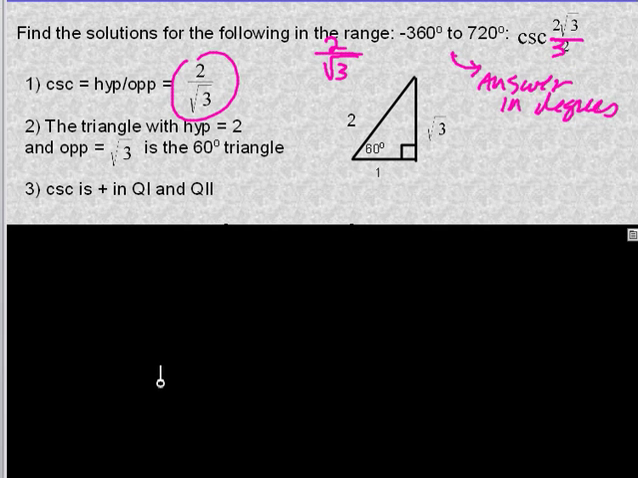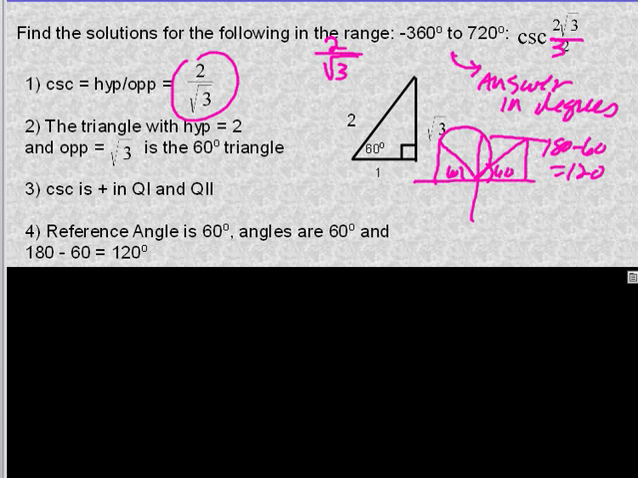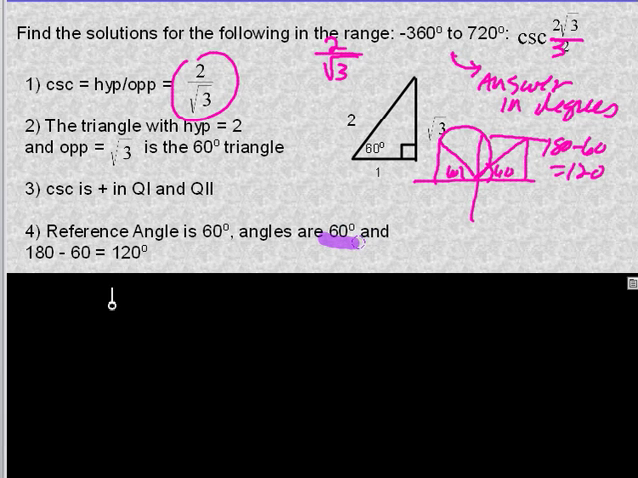All right, so we're going to draw our xy. We're looking at positive in quadrants 1 and 2, so obviously this is 60. This one is going to be 180 minus 60, which is 120. So these essentially are what I would call our base angles.